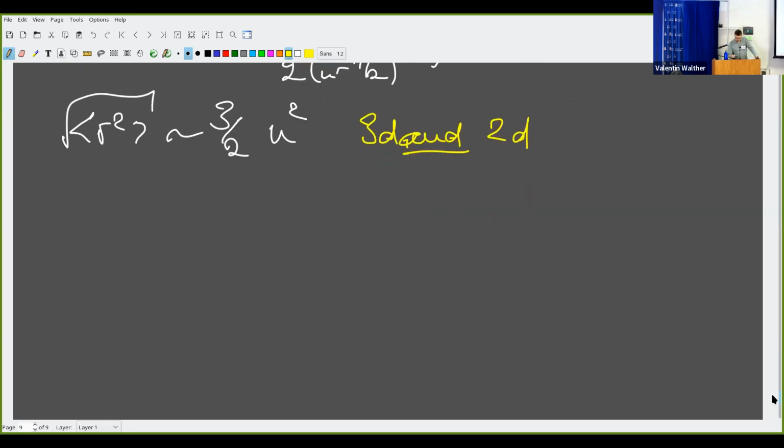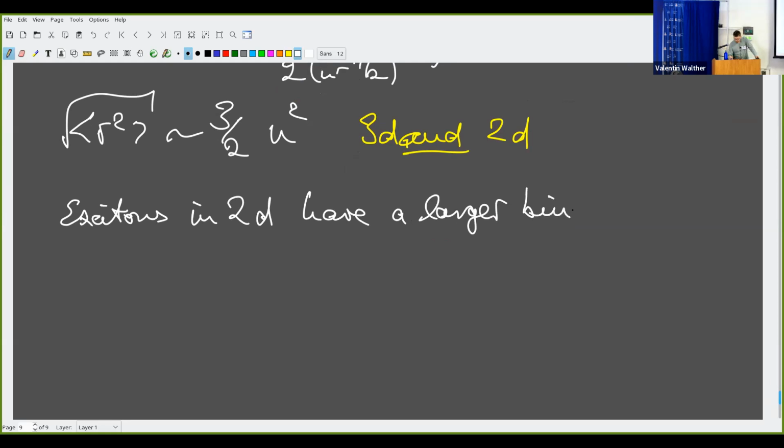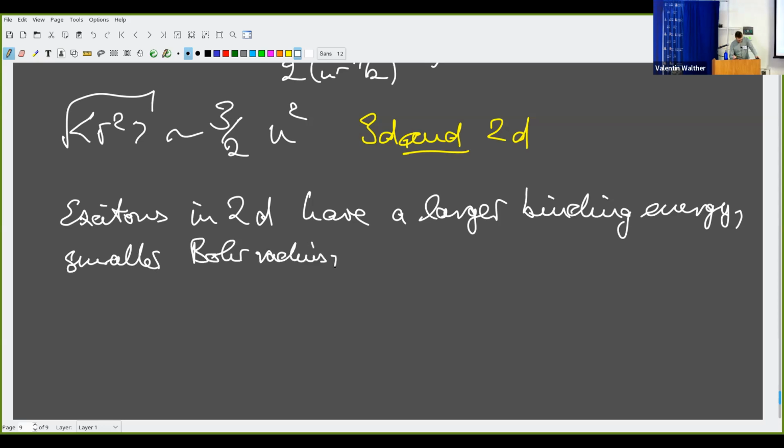Okay, since we'll later also see 2D excitons, I'll just write this comparison down. Excitons in 2D have larger binding energy and a smaller Bohr radius. This is due to the larger attraction, so it's smaller. But the same Rydberg scaling.